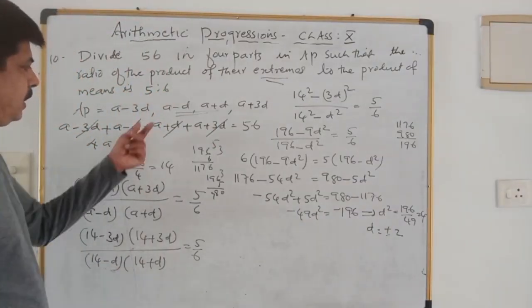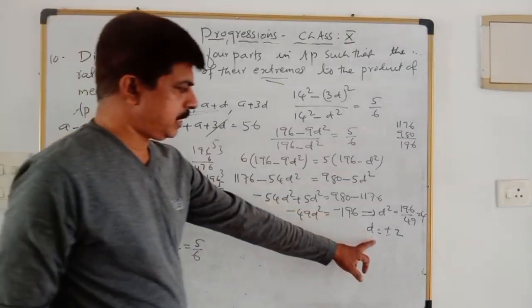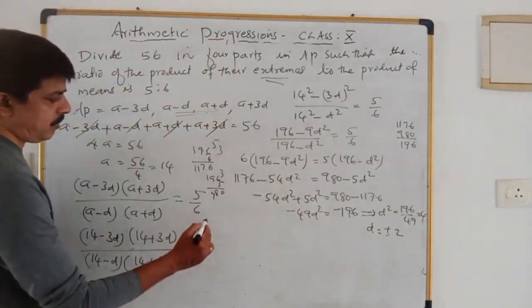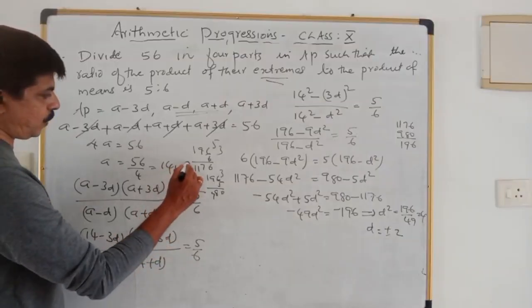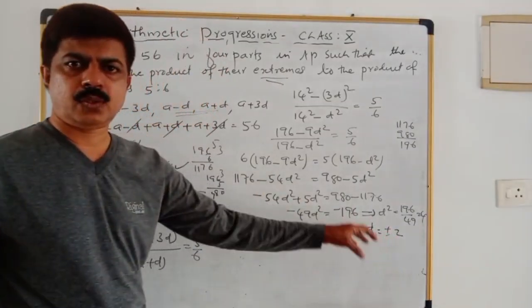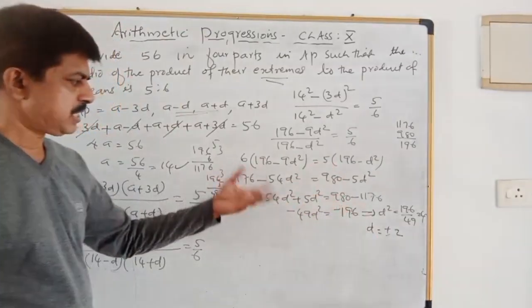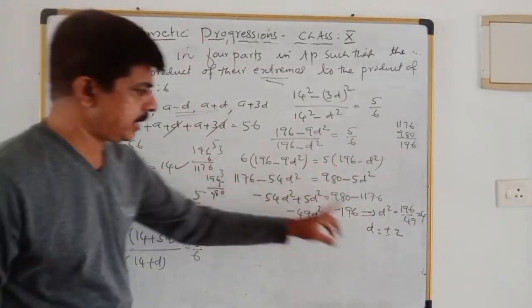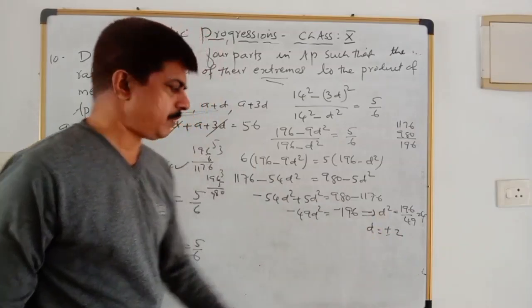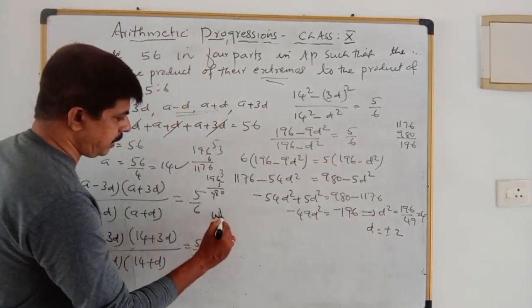Okay, so we got the d value. There are two values for d, so we can form 2 APs. When a is equal to 14 and d is equal to positive 2, we can form an AP. In the second case, when a is equal to 14 and d is negative 2, that time also we can form another AP. Two APs can be formed. Okay, let us do the first one.